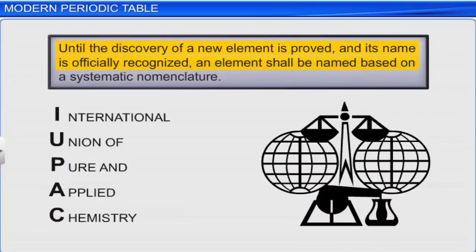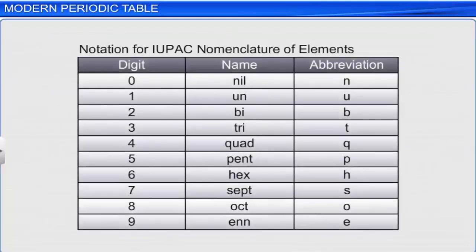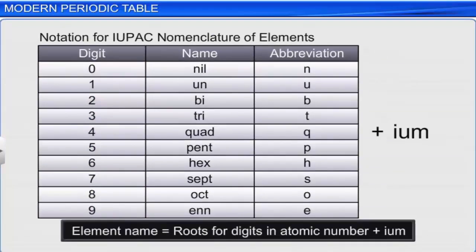This nomenclature is formulated directly from the atomic number of the elements using the numerical roots for 0 and numbers 1 to 9. The roots are put together in order of digits, which make up the atomic number, with IUM appended to it at the end of the name derived.